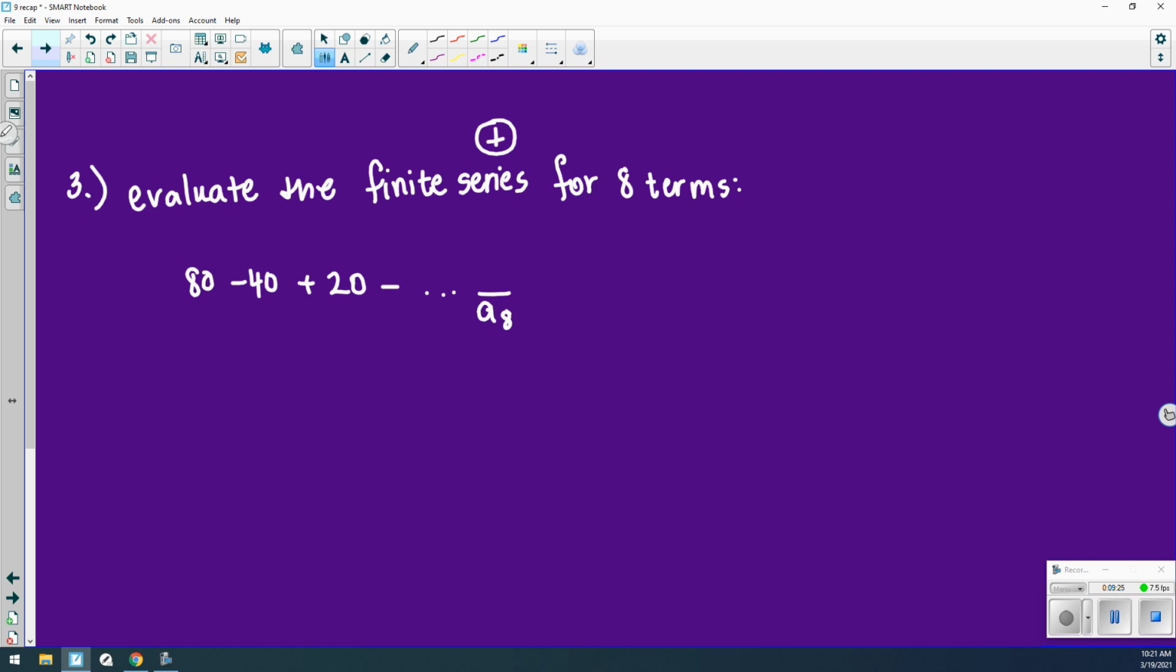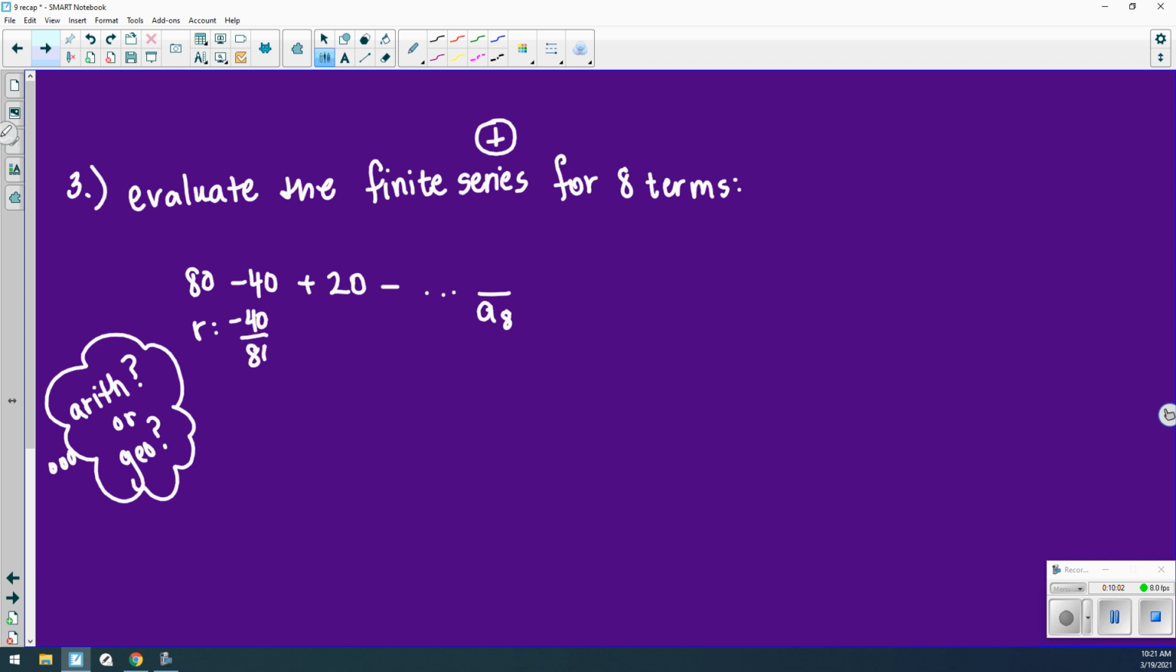Okay, well, what kind of a series is this? Is it arithmetic or geometric? The first thing I'm thinking about is, is this arithmetic or geometric? Well, how will I know? I'll know if there's a common difference or a common ratio. Well, how do I get from 80 to 40? I either subtract 40 or I take half. How do I get from 40 to 20? Well, I subtract 20 or I take half. And so it's looking like my common ratio is going to be -1/2.